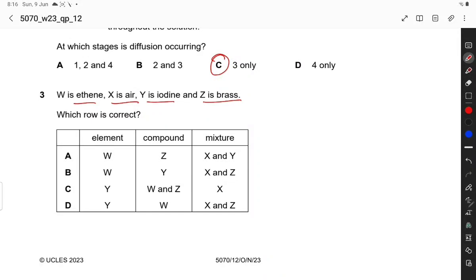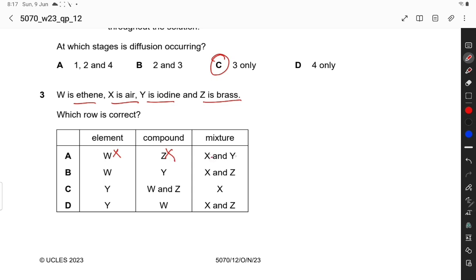Which row is correct? W is ethene. W is a compound, so it is not an element. X is air, X is a mixture, and Z is brass. Z is not a compound, it is an alloy.